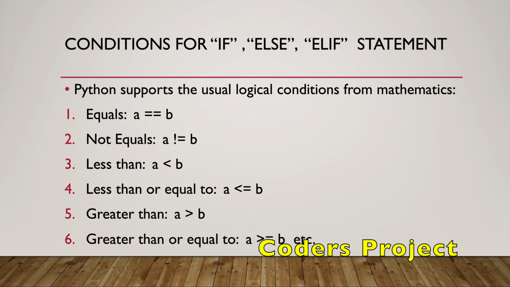So what are the conditions for if, else, and elif? Take the same example. If A equals B, then print out that. If not equals, then do that. Then if less than B, then do that. If less than or equal to B, then do this or do that. Greater than B, and then greater than or equal to B. I'll be showing you the live example now.